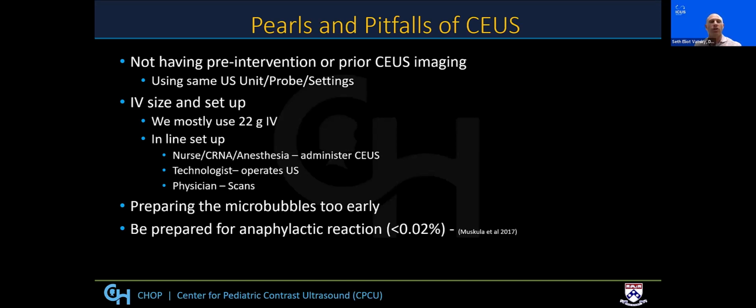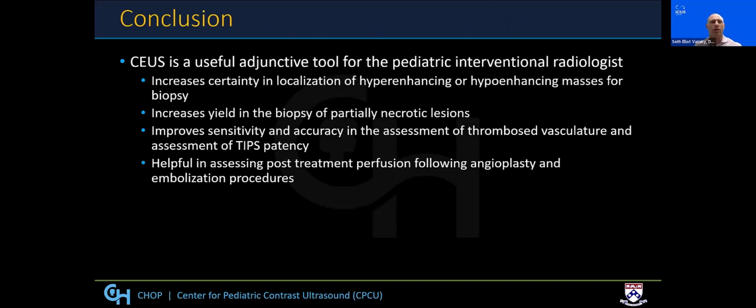You need to make sure you've got a good sized IV, and you want to make sure you rehearse and go over the roles of your technologist, your physician, and your nurse for that procedure. And then make sure you don't prepare those microbubbles too early, but have them available during the procedure. You may have to re-agitate them if you're doing an additional administration, and be prepared for an anaphylactic reaction in the very rare instance that it may occur.